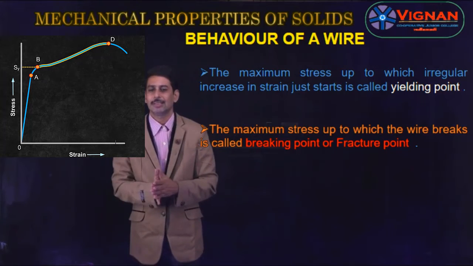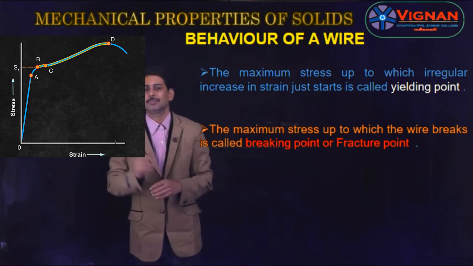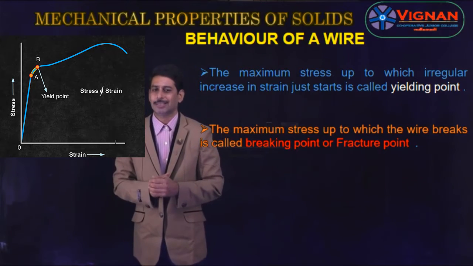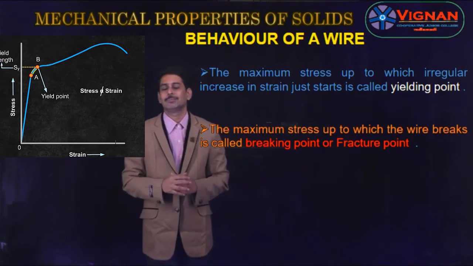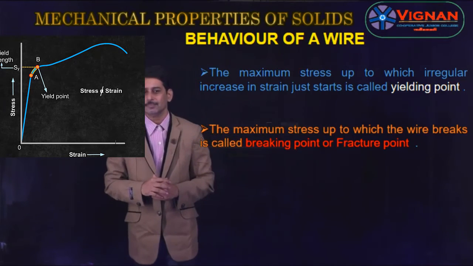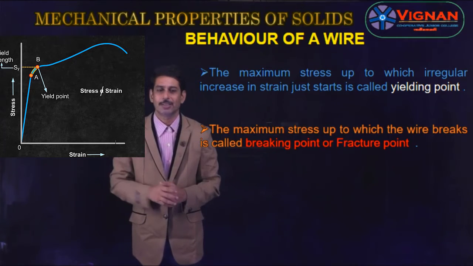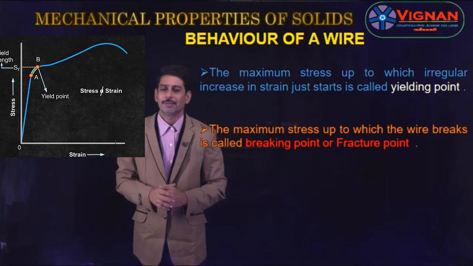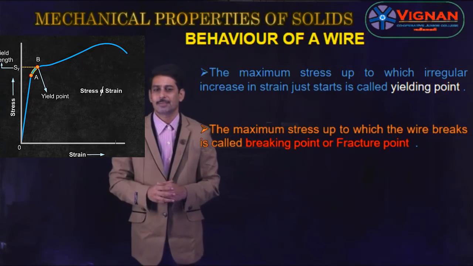Beyond the point D, the wire becomes thinner and thinner because the area of cross section decreases, and finally the wire breaks at the point E. That point is called the breaking point, or fracture point, whereas the stress corresponding to this point is called the breaking stress.